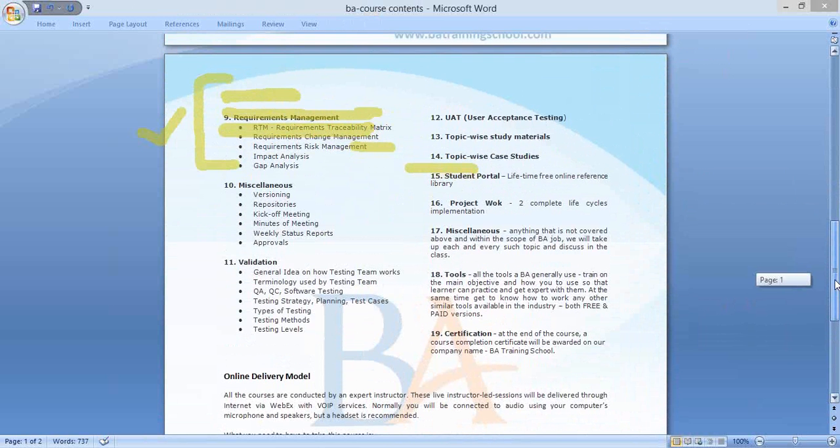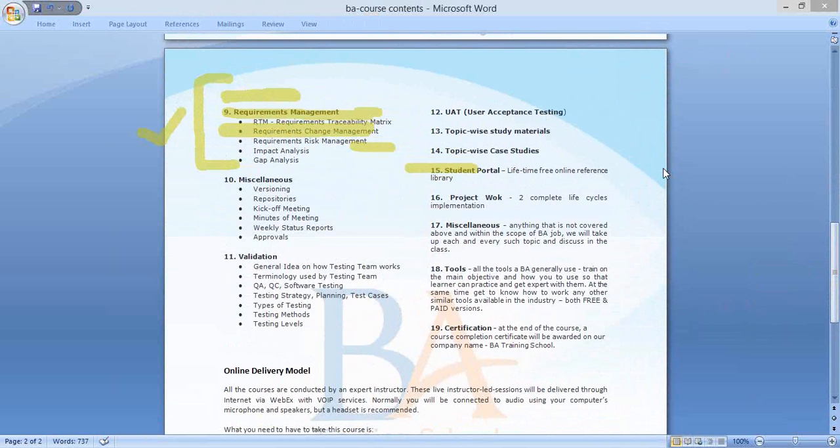In the portal you will have lifetime membership, or access, to the reference library, which has 500-plus resources, including templates, documents required for the BA job, some textbooks, tutorials, etc. Then you will learn the tools generally used by a BA, for example the UML tools and the UI tools, some collaboration tools, and communication tools like SharePoint, which are required for a BA job.